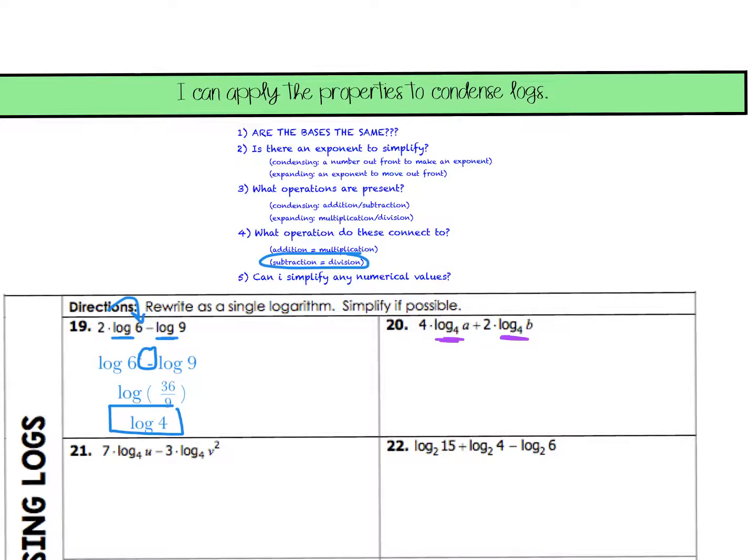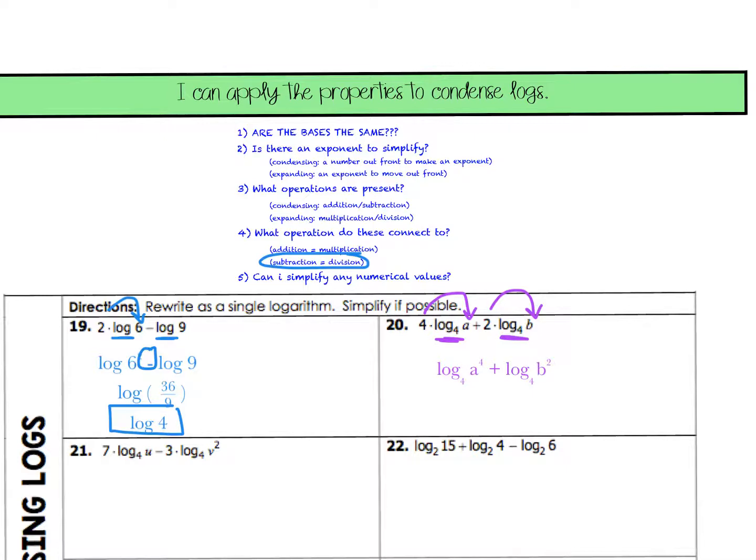So we're condensing, so I'm looking for a number out front. Well, they both do. So this 4 can go to the exponent and the 2 can go to the exponent. So let's rewrite that. So moving that 4 to the exponent and the 2 to the exponent, I get log base 4 of a to the 4th plus log base 4 of b to the 2nd. So then what operations are present?